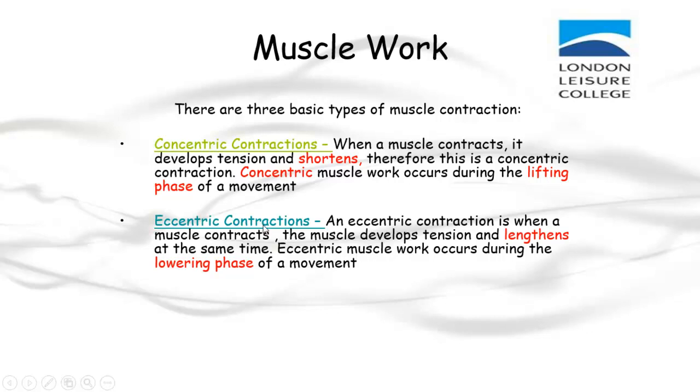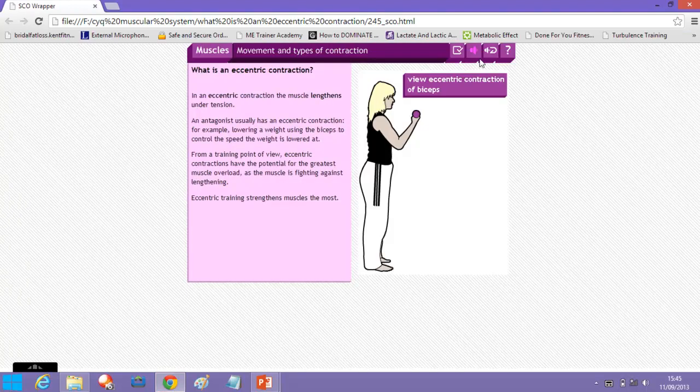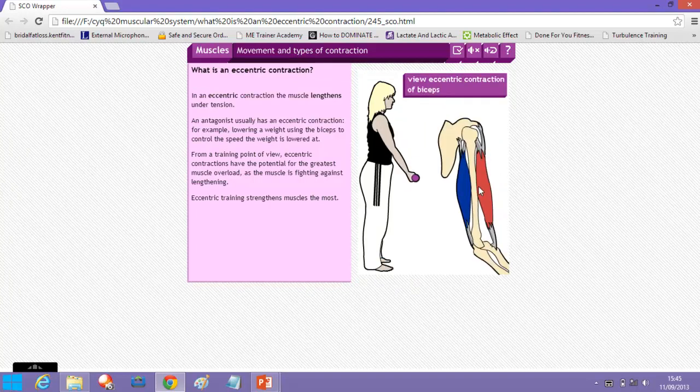Okay, so let's have a look at an example. Eccentric work: this lady is doing the lowering part of a bicep curl, and as you can see, as it's going down, this muscle's still under tension, but it's lengthening. I'll show you again. As it's going down, the red part is getting longer. And that's an eccentric contraction.